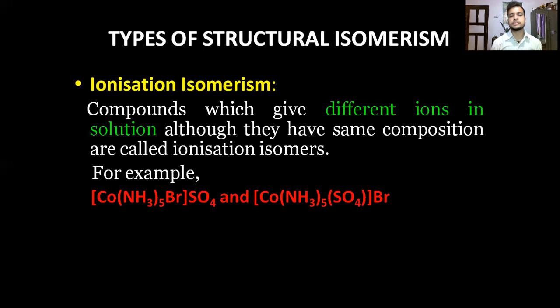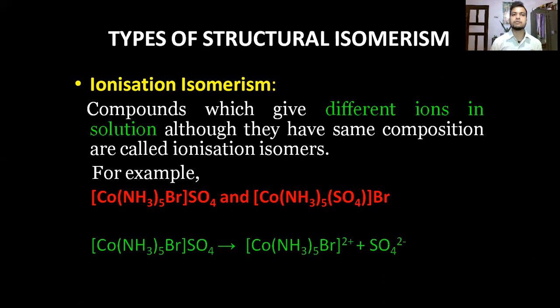These two are examples of ionization isomers. You can see [Co(NH3)5Br]SO4 and [Co(NH3)5SO4]Br. Both compounds have one cobalt, five ammonia groups, one Br and one sulfate, SO4. Let me take the first one and dissociate it. [Co(NH3)5Br]SO4.